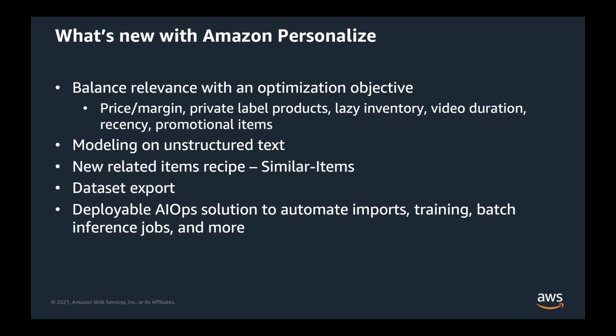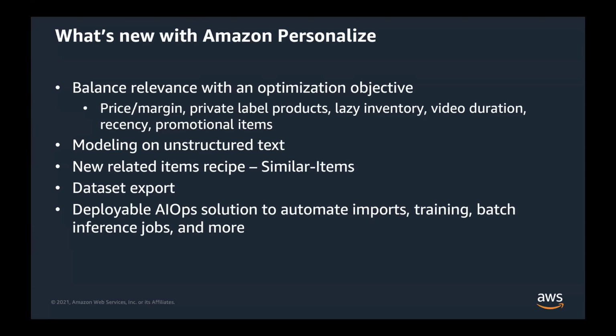Some good examples of this are price or margin. Maybe you want to bump products further up in recommendations that are higher margin, or private label products, or maybe some products that are lazy inventory that you want to get in front of your customers to reduce the inventory of those items. In the media and entertainment space, it's based on video duration, where you want to keep customers active on your application. So recommending items that are longer in duration is one way to do that with the optimization objective.